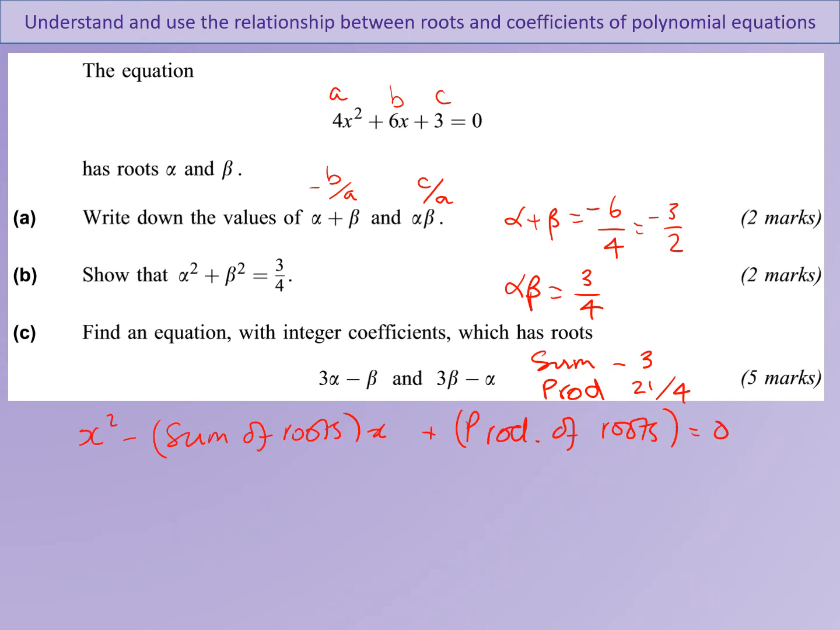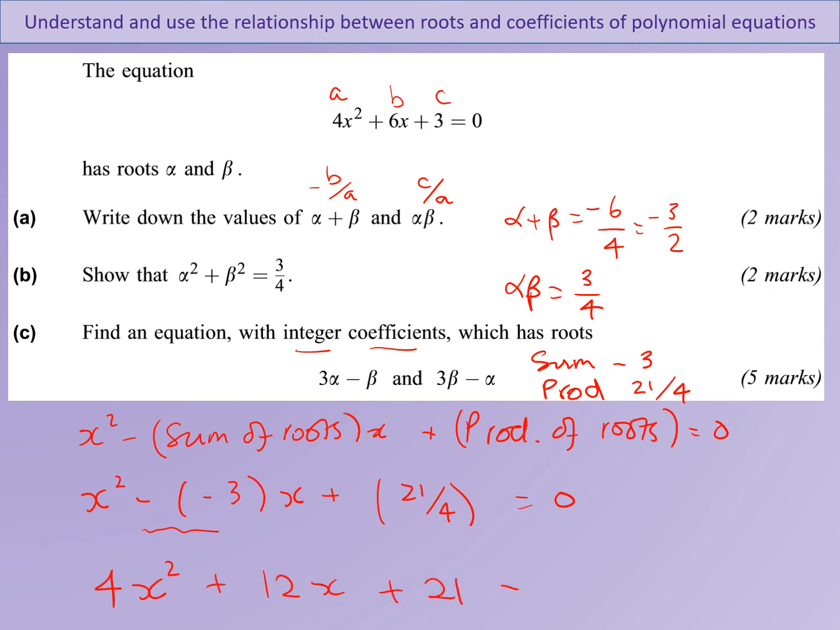Now we can substitute in our sum and product into the equation below. We've got x squared minus minus 3x plus 21 over 4 equals 0. Now we need integer coefficients, so I'm going to multiply everything by 4, but I'm also going to simplify this middle term here. So that will give me 4x squared plus 12x plus 21 equals 0.